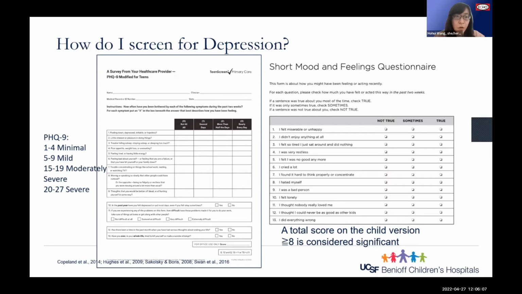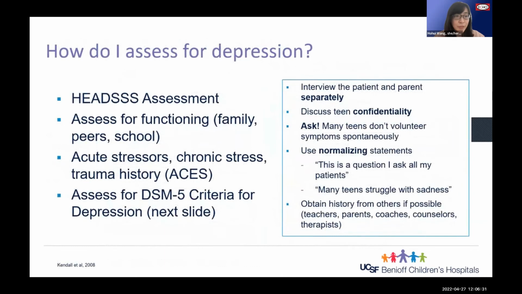The cutoff for the PHQ-9 is under 10, that's mild, and then between 10 and 20, it's moderate to severe. And when it's above 20, that indicates severe depression. For the Short Mood and Feelings Questionnaire, the cutoff is 8, and there's just one cutoff value. Next slide, Pete, please.